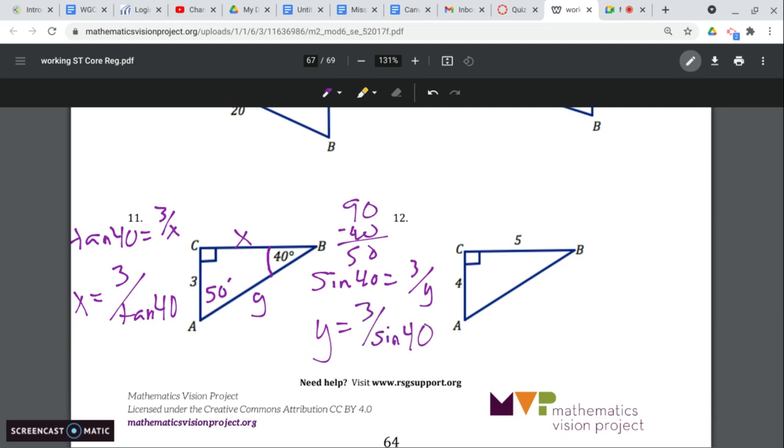Now, we just plug that completely in the calculator, take 3 and divide it by tangent 40, and that is going to give us 3.58. So side x is 3.58. Side y, when we plug in 3 divided by sine of 40, we're going to get 3.92. So you will be finding 3 values for every single one of these. So make sure you have all 3, okay? Whether it's 2 angle measures and one side or one angle and 2 sides, it just depends. So keep that in mind.